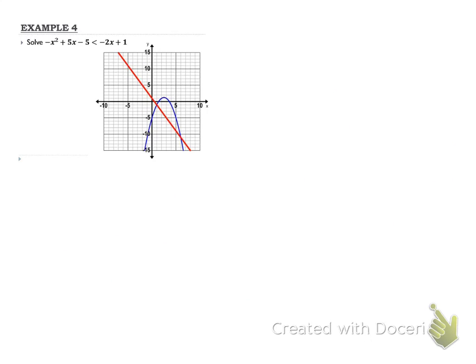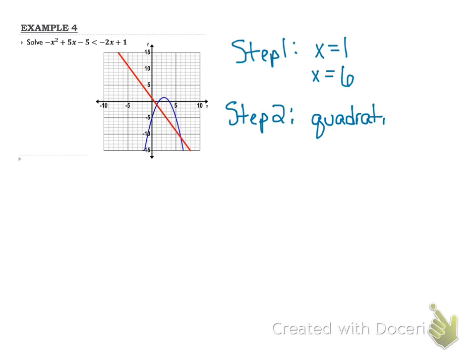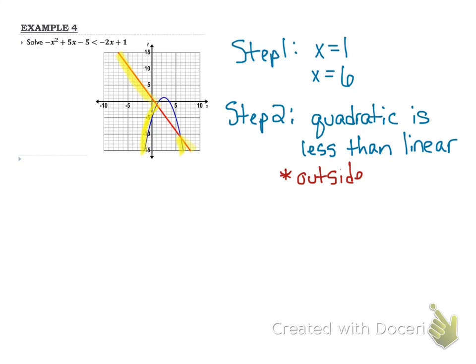Alright, our last example. First, we'll identify the x values of the intersection points. In this case, we're looking at +1 and +6. Then we'll figure out what our inequality is asking us. It's wanting to know where the quadratic is less than the linear. In this case, that's outside the intersection points, shown by the highlighting on the graph.